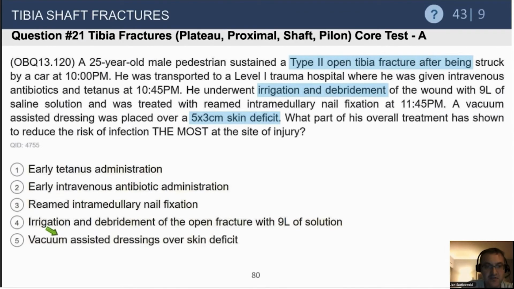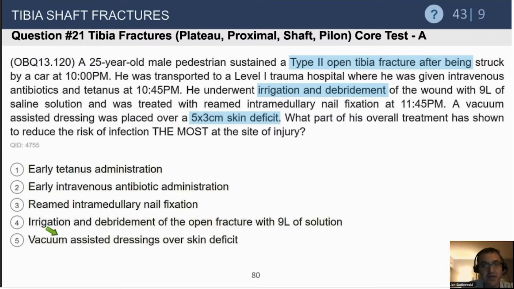All right, so now we're going through this topic. I know we've covered a lot tonight already, but try to remain focused here. A 25-year-old male pedestrian sustained a type 2 open tibia fracture after being struck by a car at 10 p.m. So we're thinking soft tissue stripping. He was transported to a level 1 trauma hospital where he was given intravenous antibiotics and tetanus at 10:45. Remember, IV antibiotics and tetanus for every open fracture. He underwent irrigation and debridement of the wound with 9 liters of normal saline and was treated with reamed IM nailing at 11:45. A vacuum-assisted dressing was placed over a 5 by 3 skin deficit. So that's a wound vac.